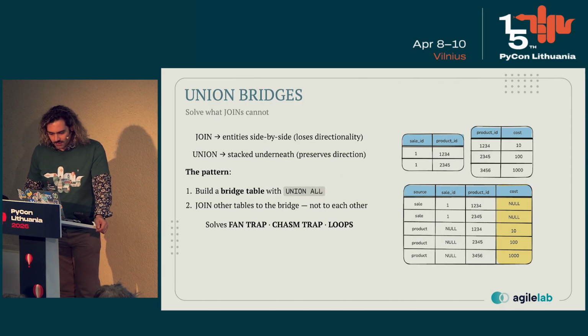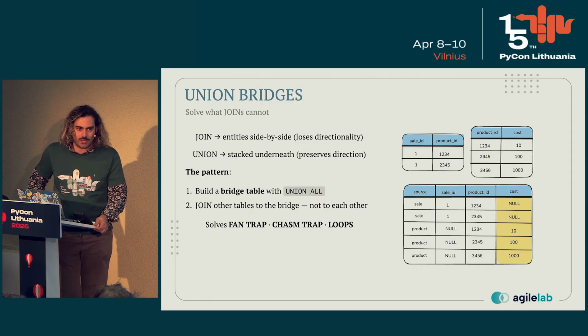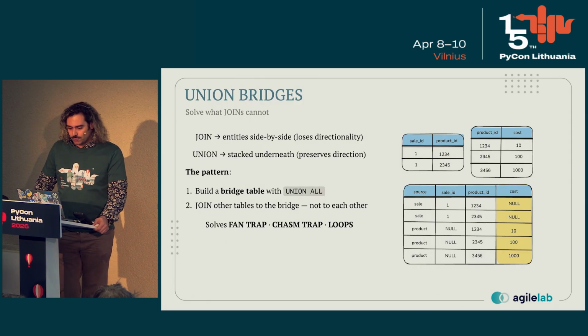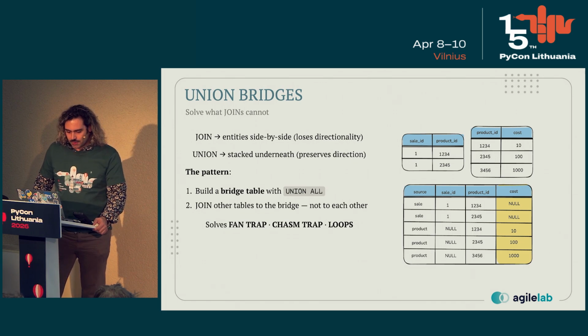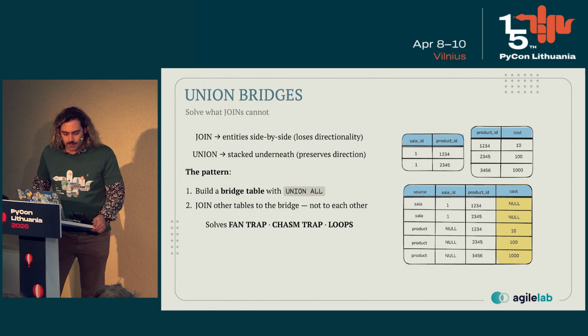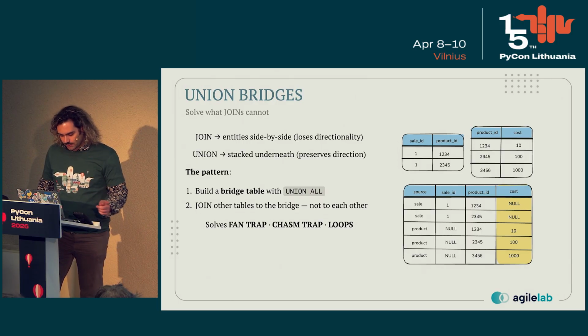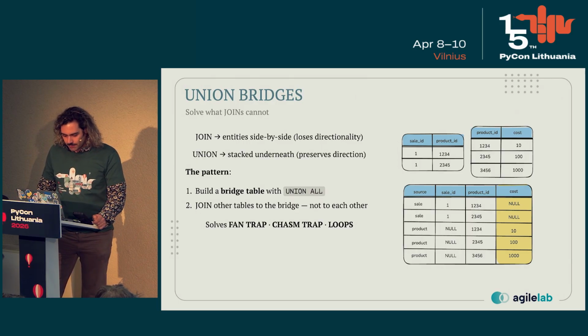This is when union bridges come into play. So a union bridge is a kind of table that stacks columns together on the side, but rows are just laid underneath each other. In this way, you preserve the directionality of the relationship, and you are ensured that all the data is present here.